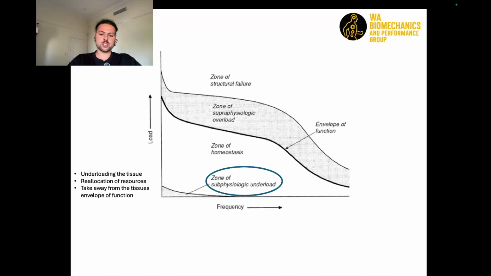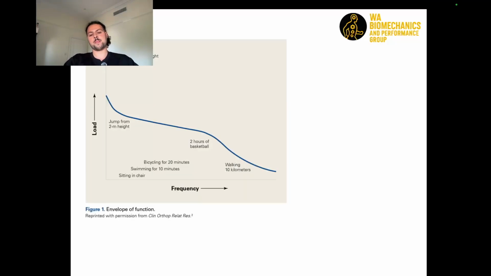Last but not least, the zone of supraphysiologic underload. So when we don't use the tissue, you don't use it, you lose it. Everyone knows that principle. If you don't use it, the body's just going to reallocate those resources elsewhere, and it's going to take away from that tissue's envelope of function. If we sit in that supraphysiologic underload for too long, our envelope of function will start to shift.